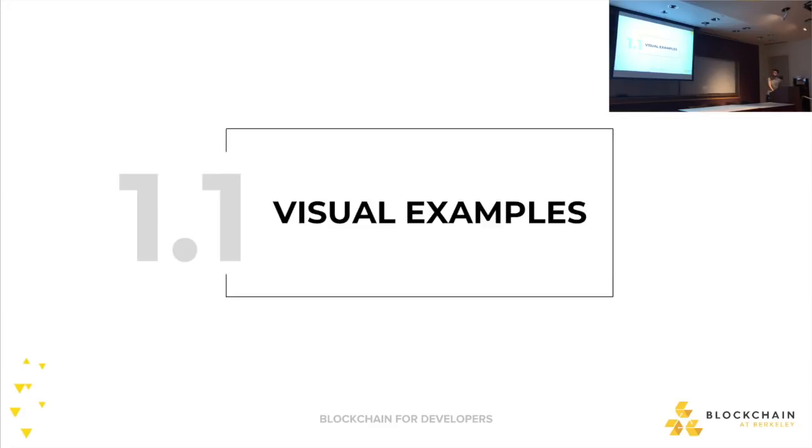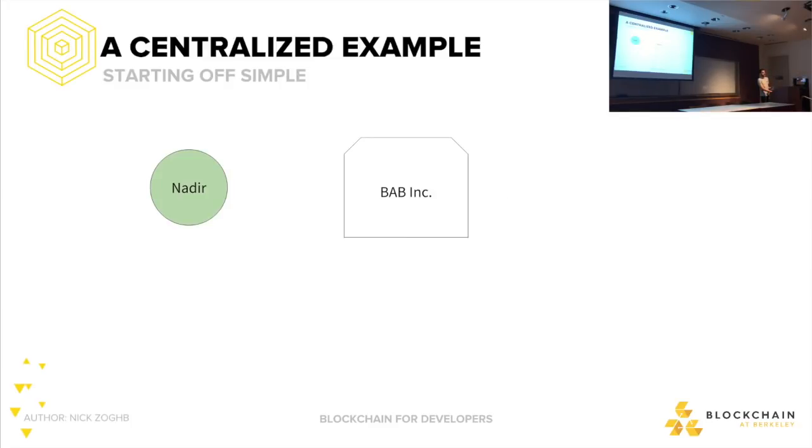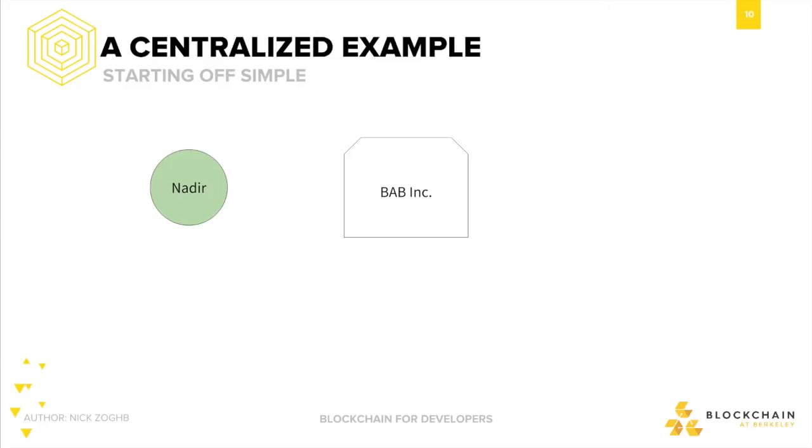So let's go through some visual examples, right? What is a centralized system? Let's start with that. Blockchain at Berkeley decides to start a company, and Nadir decides to interface with that company, right? Files a GET request to pull Bitcoin.jpg from the server, from the database of that company. Simple, easy. Everybody should be familiar with how a centralized paradigm works.